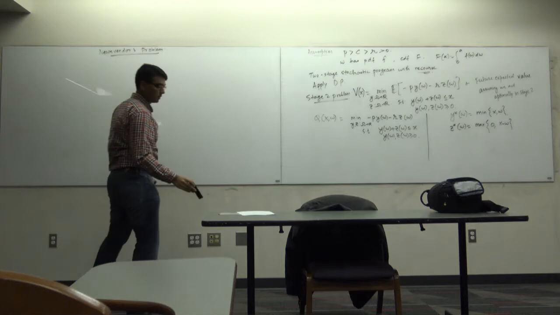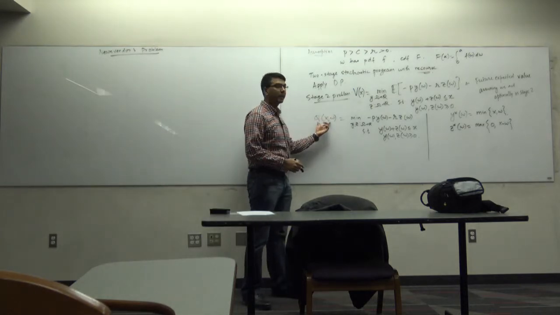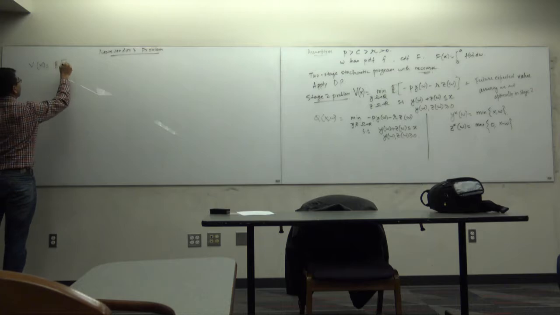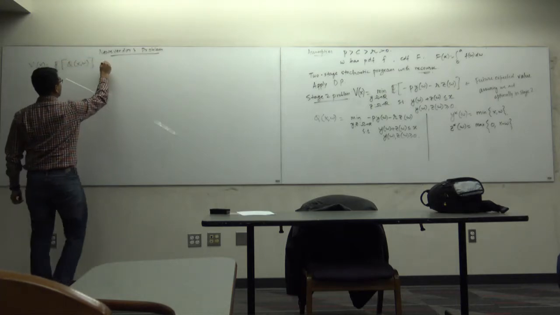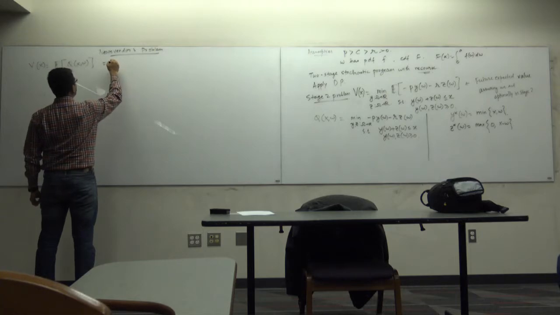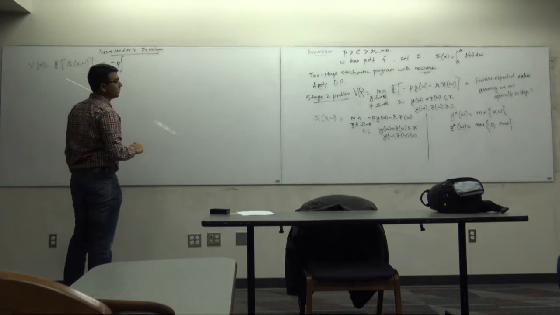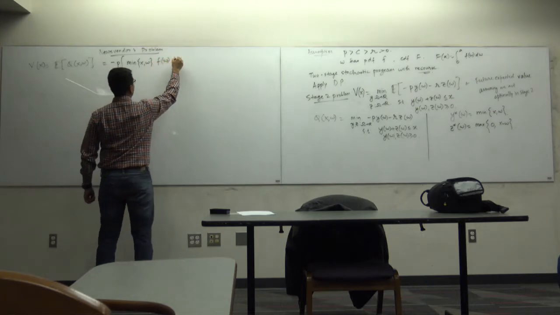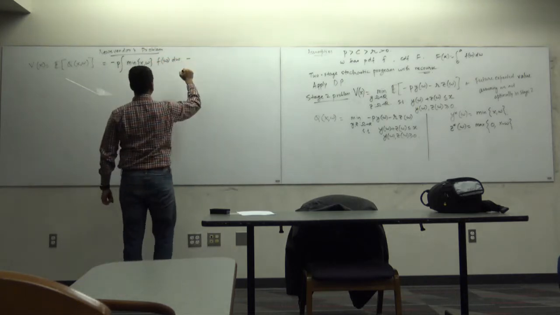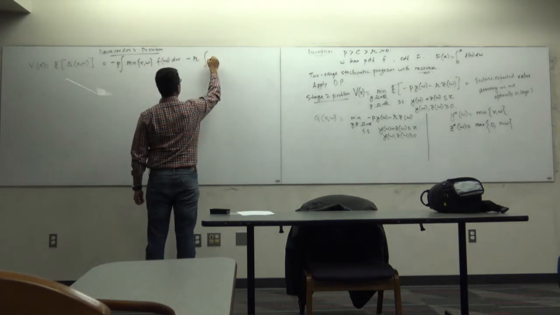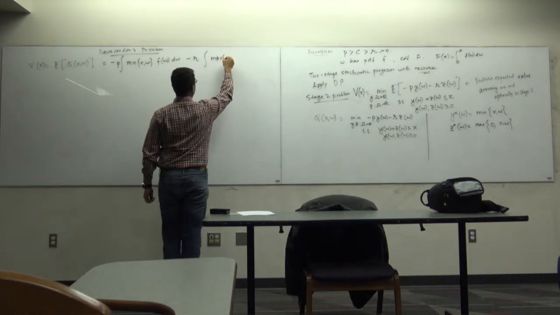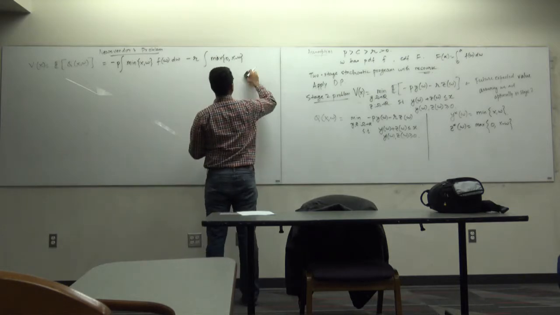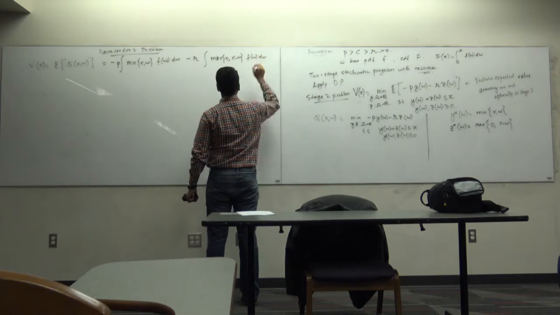So now the time is ripe to compute the value function, which is just the expectation of Q. So my V of X is the expected value of Q of X comma omega, which is equal to negative p integral of min(X, omega) f(omega) d omega, minus r integral of max(0, X minus omega) f(omega) d omega.